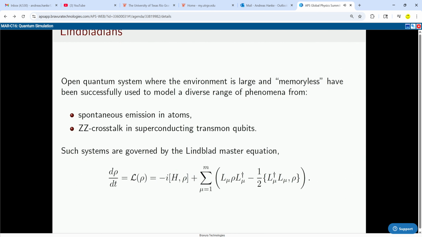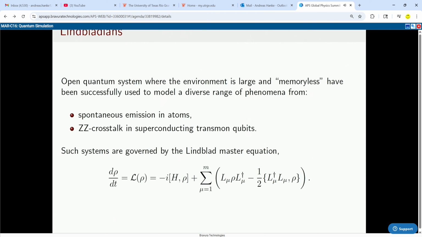An open quantum system is a quantum system that is embedded inside some unknown bath that can interact and perturb the quantum system. And in general, one of the more popular models for open quantum systems is a model where we assume that this bath is large relative to the size of the system as well as memoryless. And such a model has been successfully used to describe diverse phenomena ranging from spontaneous emission in atoms as well as ZZ crosstalk in superconducting transmon qubits.